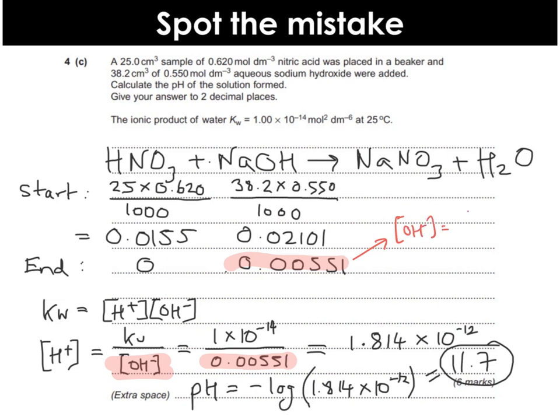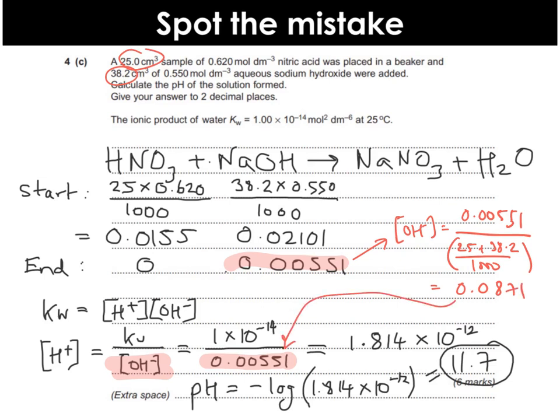which equals 0.00551 divided by the total volume, which is 25 plus 38.2. So 25 plus 38.2 over 1,000. And that gives me 0.0871. So that's what should go in here.